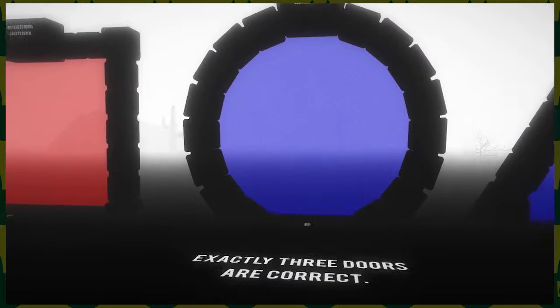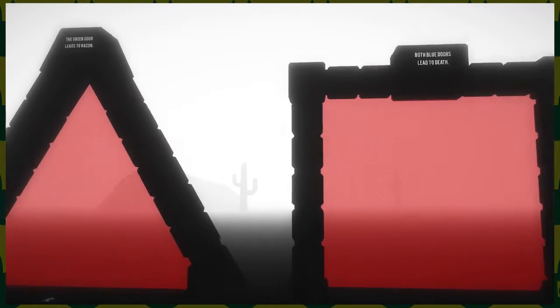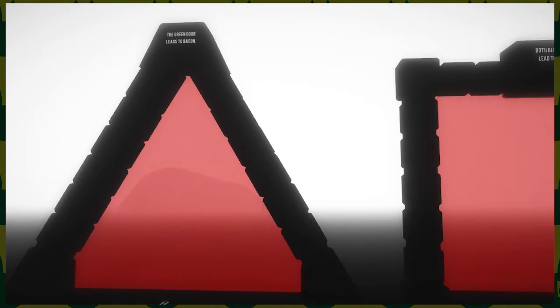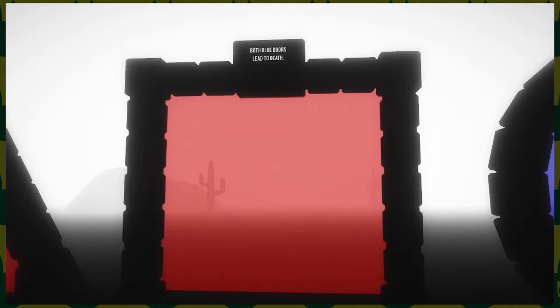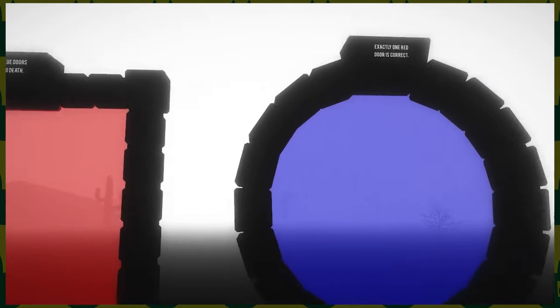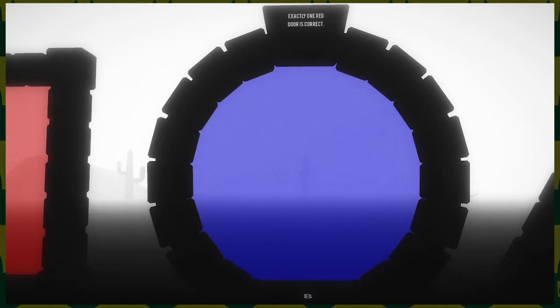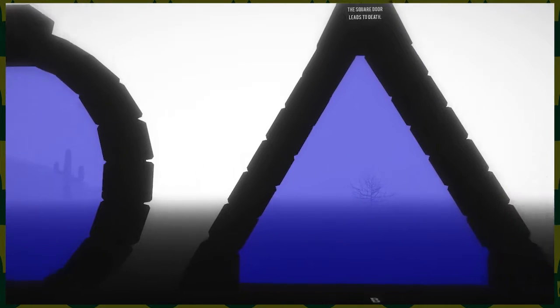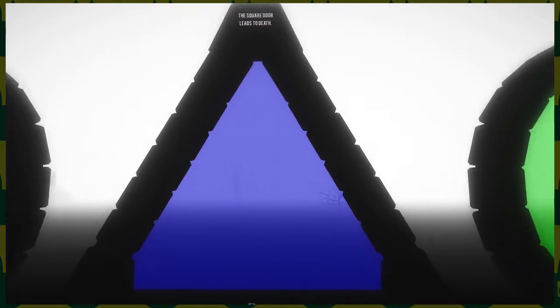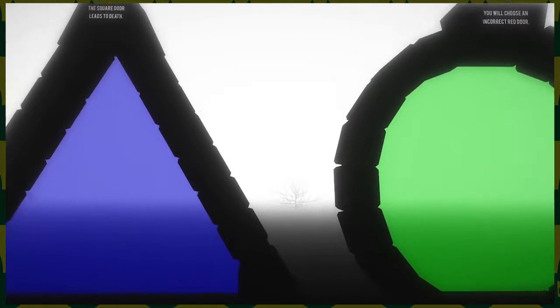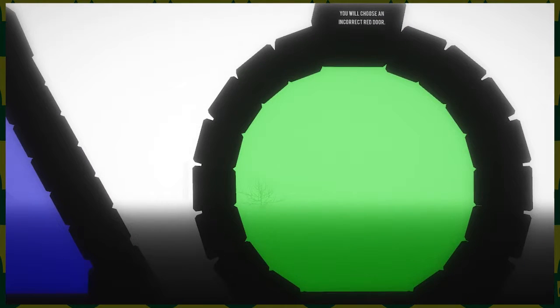Exactly three doors are correct. That's three doors too many. The green door leads to bacon. Both blue doors lead to death. Exactly one red door is correct. Square door leads to death. Where's your square door? Oh, is that one? You will choose an incorrect red door.